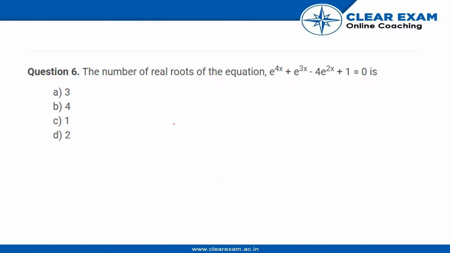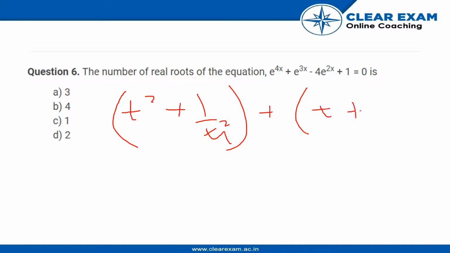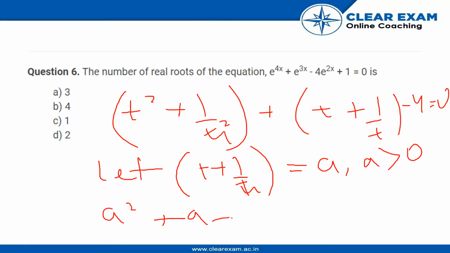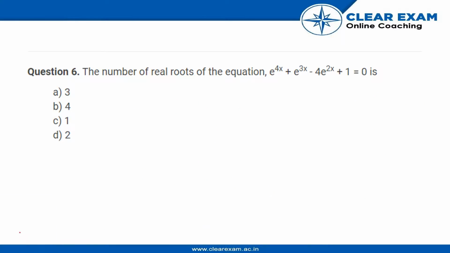After that you can just write t squared plus 1 upon t squared plus t plus 1 upon t minus 4 equals 0. Now just let t plus 1 upon t equal a, where a is greater than 0. Then a squared minus 2 plus a minus 4 equals 0. After solving that we will get a squared plus a minus 6 equals 0.